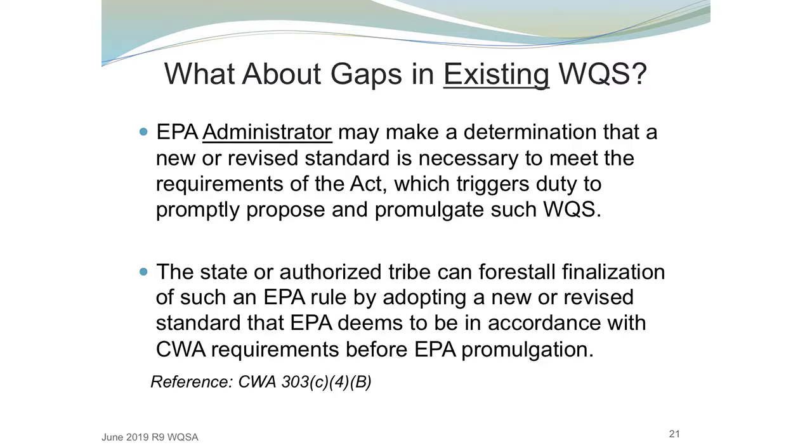The state or authorized tribe can forestall finalization of such an EPA rule by adopting a new or revised standard that EPA deems to be in accordance with the Clean Water Act requirements before promulgation. So this is where we have to promulgate. The state says, oh my God, I don't want you to promulgate. And then you guys do it in the interim. Then we don't have to promulgate. So is all that clear?